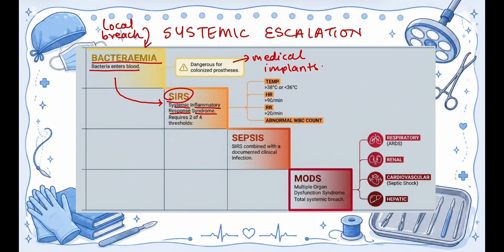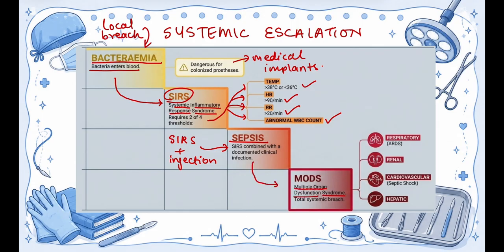This diagnosis happens if 2 of 4 vital thresholds are met: abnormal temperature, high heart rate, rapid breathing, or an abnormal white cell count. If you combine SIRS with a documented infection, it becomes sepsis. And ultimately, sepsis crashes into multiple organ dysfunction syndrome. It is a catastrophic cascade. The lungs fail, the cardiovascular system collapses into shock, and the kidneys and liver shut down entirely.